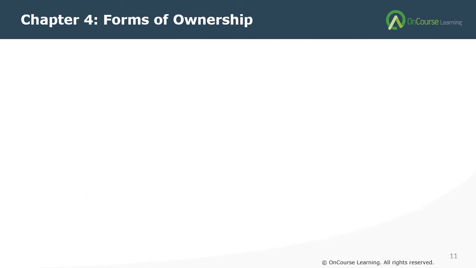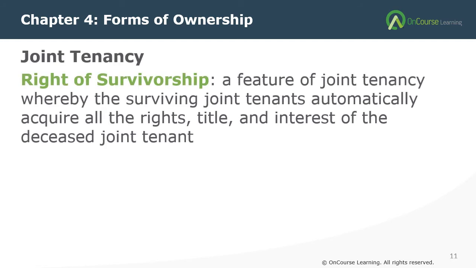in the deed. Another concurrent form of ownership is what's called the joint tenancy. And the joint tenancy features the right of survivorship. That means that the surviving joint tenants automatically acquire all the rights, title, and interests of the deceased joint tenant. Joint tenancy is also known as the poor man's will.